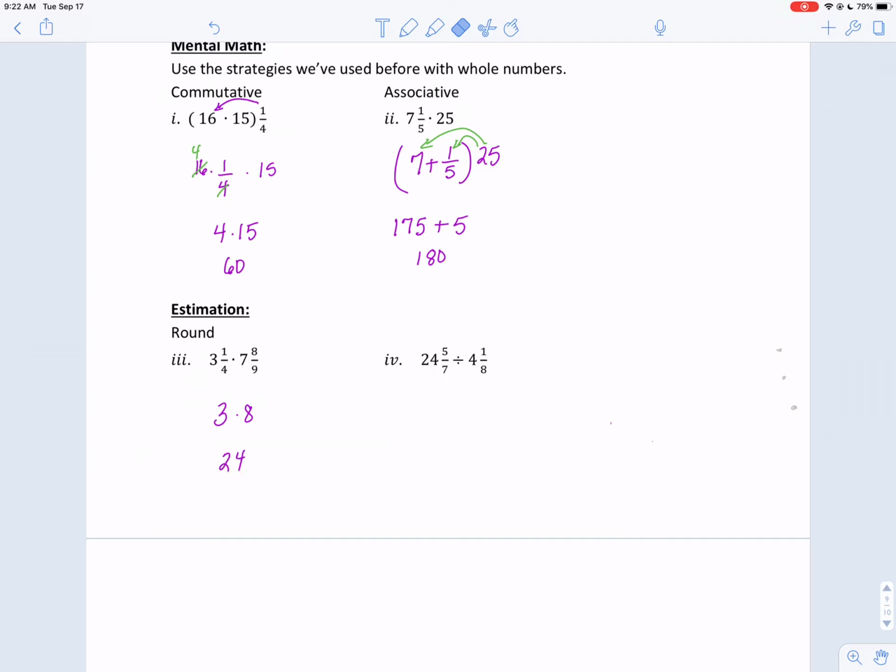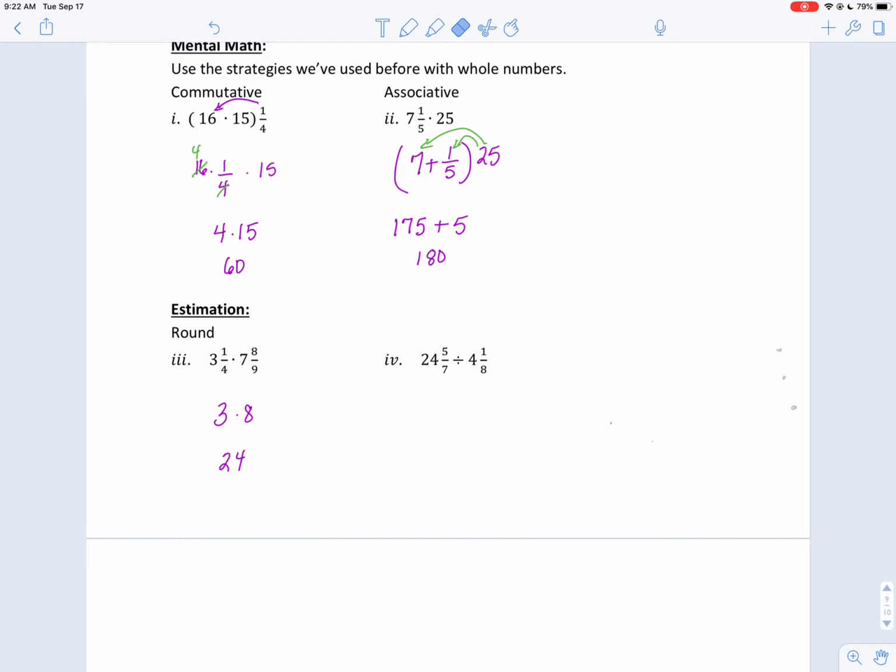This is very important when you are a teacher because you may not have time to work every single problem out that you have given your students on the board, but you can estimate, so you know they should get around 24. Same thing with this one, 24 5/7 divided by 4 1/8.